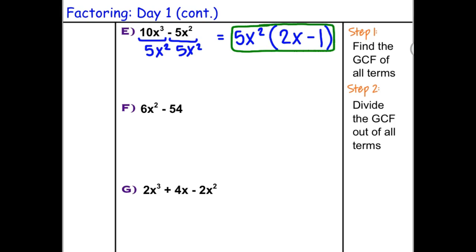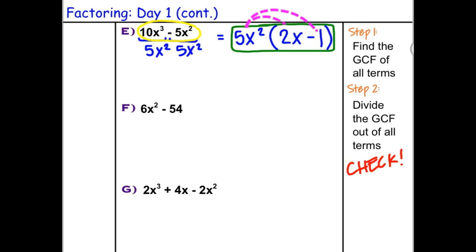And you want to always make sure you check, check, check. You don't have to write out your check, but we should be checking our work to make sure that if we distribute this back in, 5x squared times 2x is 10x cubed, and 5x squared times negative 1 is negative 5x squared. We want to make sure we get back to what we started with. Looking at our next one, we have 6x squared minus 54.